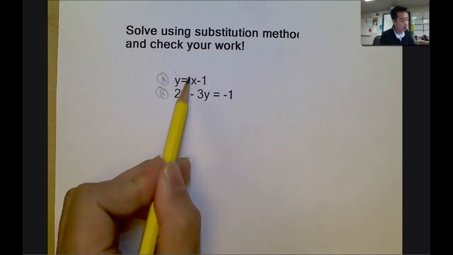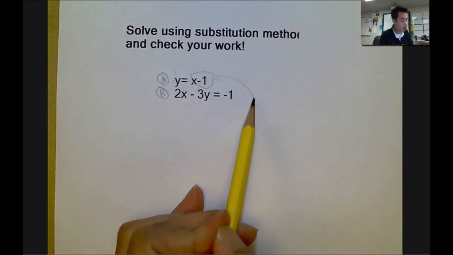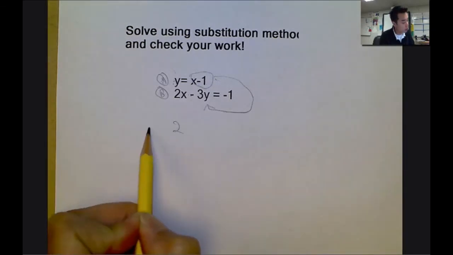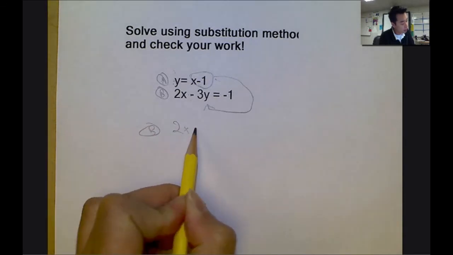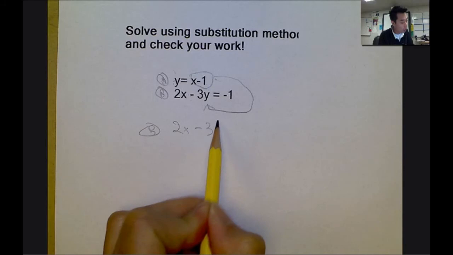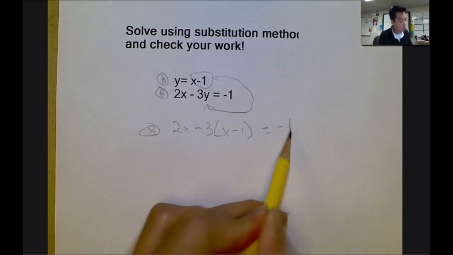I'm going to take this entire quantity, x minus 1, this expression, and substitute it into my second equation where I see y, since it tells me y is literally equal to x minus 1. So I rewrite it. This is equation B. 2x minus 3, the number 3 stays the same. That's the coefficient. But y changes to x minus 1, is equal to negative 1.